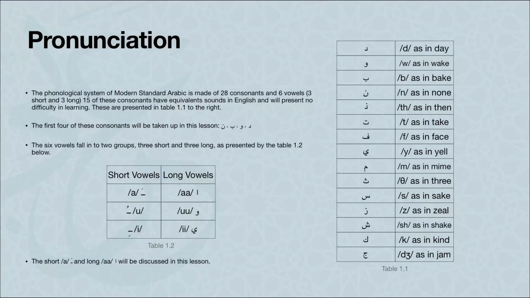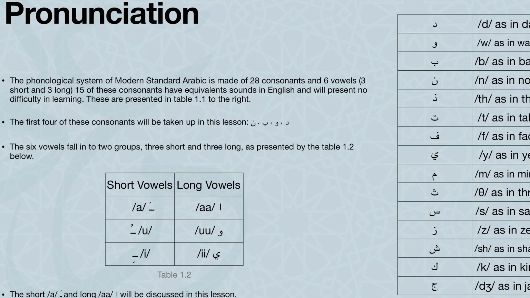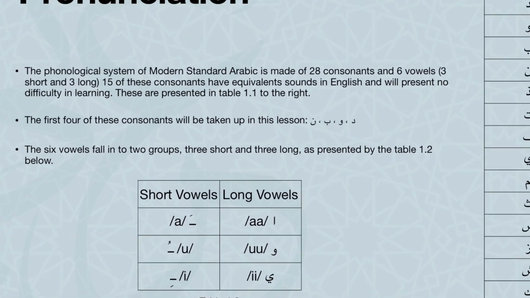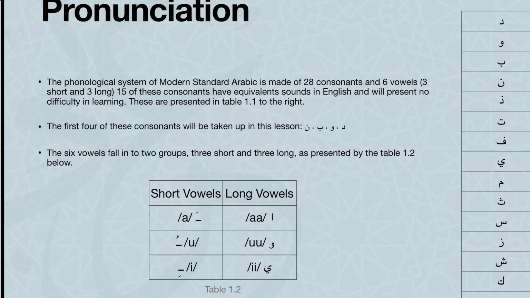So let's look at the general overview of pronunciation of Arabic. If I zoom in a little bit, so things are more clear to read, we see that the phonological system in Arabic is made of 28 consonants. I would stop here, and in some weird books, you'd find that sometimes they say there are 29 consonants.